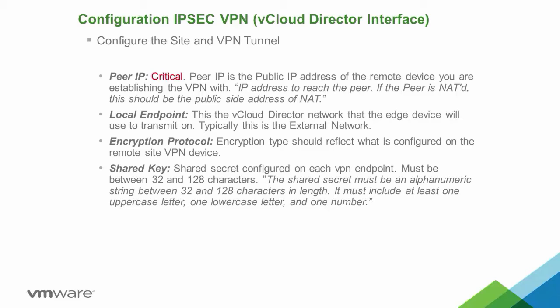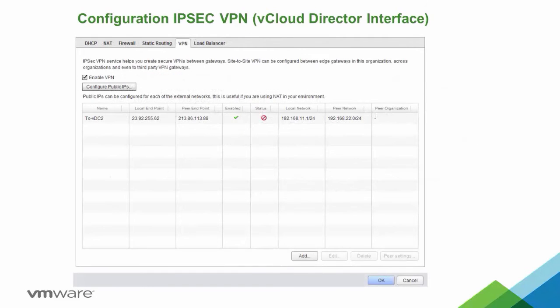Now, the local endpoint will be the external interface that the vShield Edge will use to initiate the VPN tunnel over. The encryption protocols are, as we discussed before, triple DES, AES-128 and AES-256. And the shared key is something that's automatically generated for you. You can create it yourself, but it must be between 32 and 128 characters. And they must be alphanumeric, so we can't use any special characters such as exclamation points or commas. And once we've got the VPN created and configured, it will look something like this.